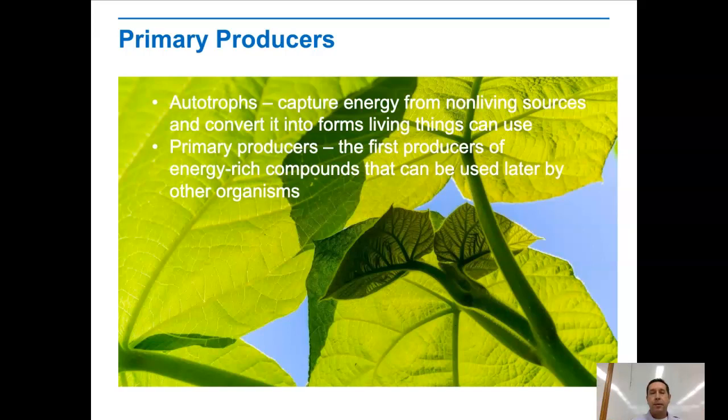Primary producers are the first producers of energy-rich compounds that can be used later by other organisms. All life depends on primary producers. They're at the beginning of every food chain, at the bottom of every energy pyramid, and so on.